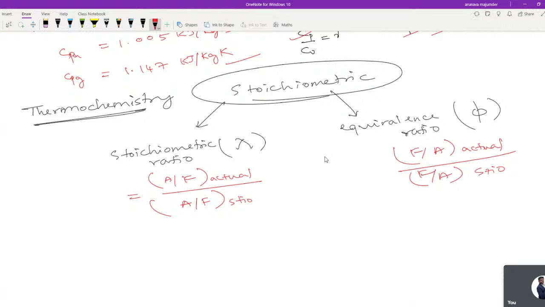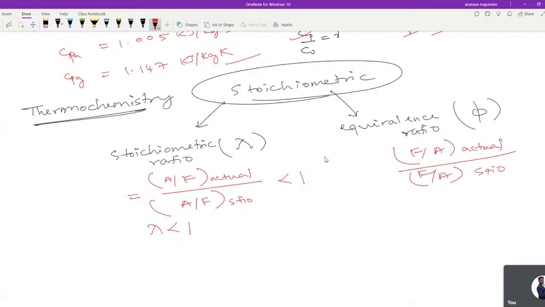So if we have lambda less than 1, what will happen here? If I'm putting less than 1, which one is becoming greater? AF by, that means the ideality is more and the mixture ratio is less as compared with the ideal one.